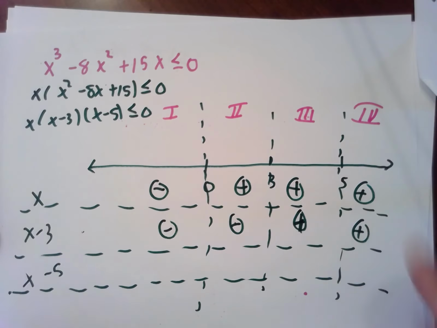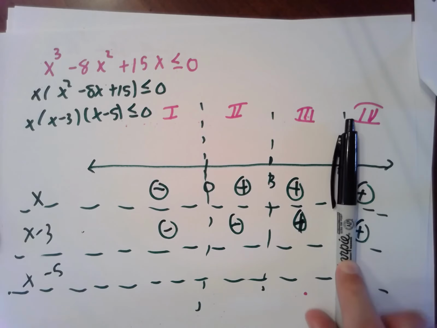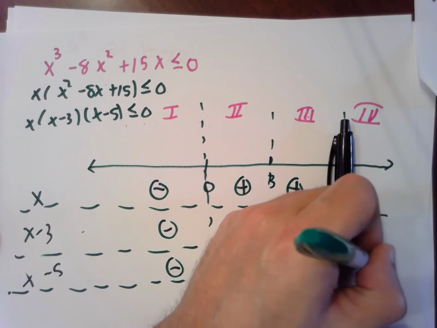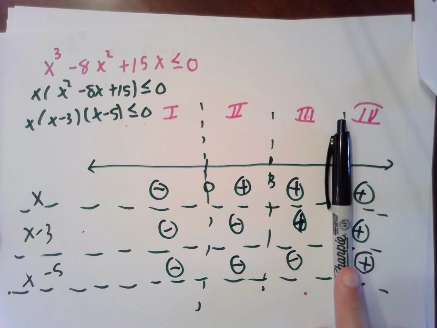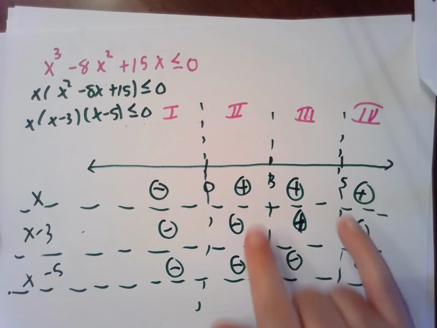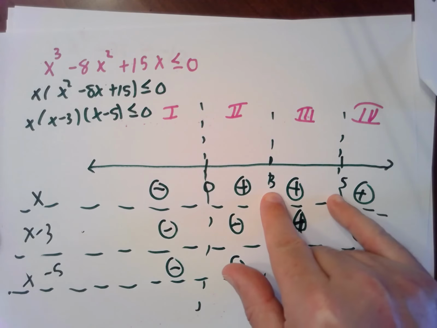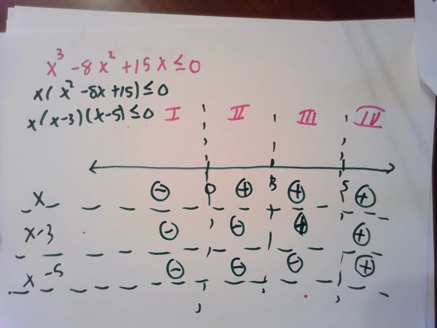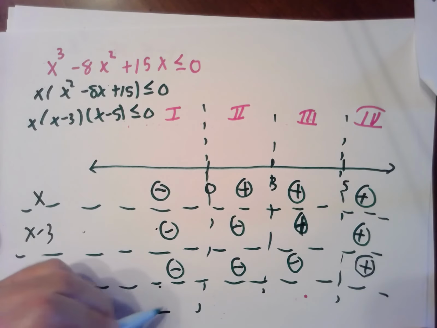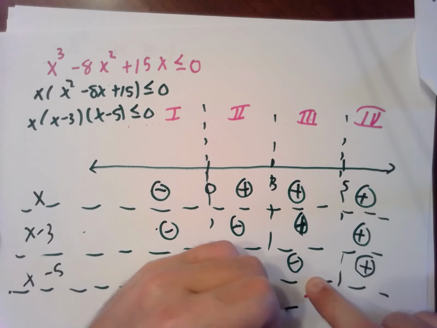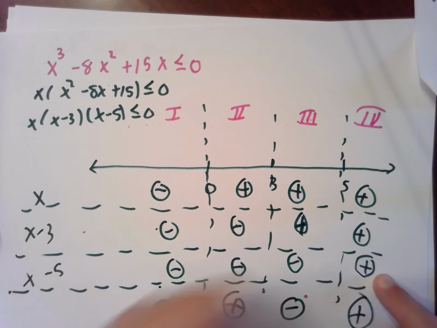X minus 5 is going to switch right here at 5. So he's negative below 5 and positive above. Pick some x values if you don't believe it. Pick something, I don't know, between 3 and 5. Say 4. 4 minus 5 is negative 1. It's negative. You can check each of these. Okay, then multiply down. 3 negatives is a negative. 2 negatives is a positive. 1 negative is a negative. 3 positives is positive.